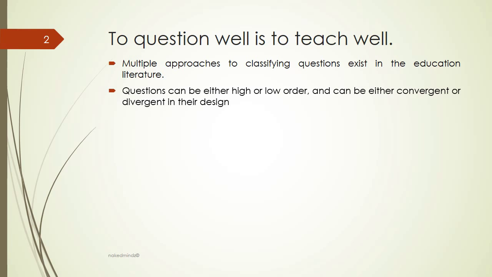Now, questions can be high or low order, and they can be convergent or divergent in their design. What does that mean? Well, a low order question is one that requires the student simply to recall a single fact, such as the shape of a structure or color. A convergent low order question is where you have limited options to answer, such as a question on the type of angles used in geometry. Divergent questions will be open-ended, and there's multiple ways to answer, so they are a much higher level question.